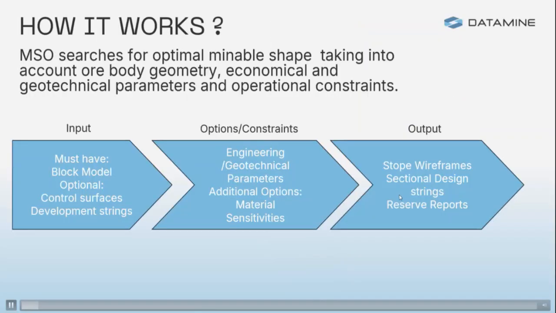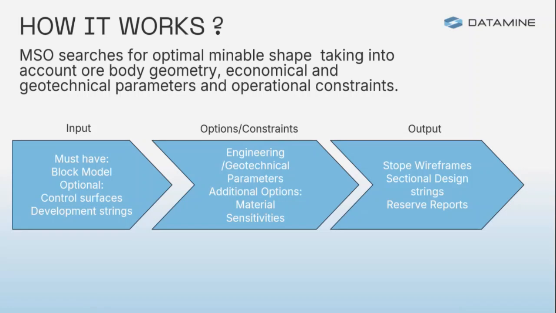So how does it work? MSO searches for optimal mineable shape, taking into account ore body geometry, economical and geotechnical parameters, and operational constraints. Input, you must have a block model. Optionally, you can have control surfaces and development streams depending on the scenario. Options and constraints, you can have engineering and geotechnical parameters. Additional options, you can have if you want to exclude or include certain materials, or you want to do a sensitivity analysis on a specific constraint. Finally, you have the output, which is your stope wireframes, sectional design strings along the slices, and the reserve reports for reporting purposes.